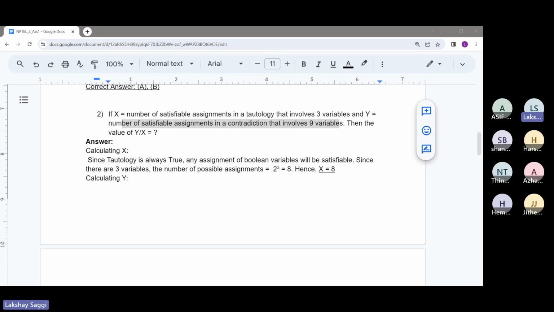Does anyone want to try this in chat? Like, want to try to answer this in chat? This is a straightforward calculation.